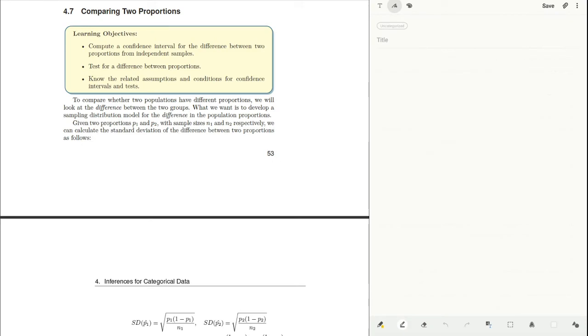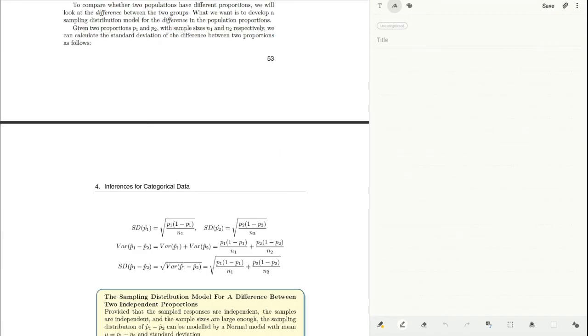In this video we're going to talk about comparing two different population proportions. And the way that we will compare two different groups mathematically is by looking at the difference between their proportions. So what we want to develop is a sampling distribution model for the difference between two population proportions, which we'll call P1 and P2. So what we want to determine is the standard deviation for the difference between two proportions.